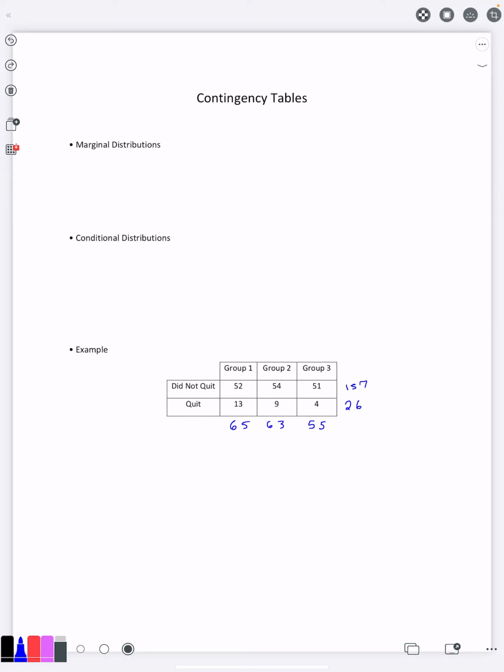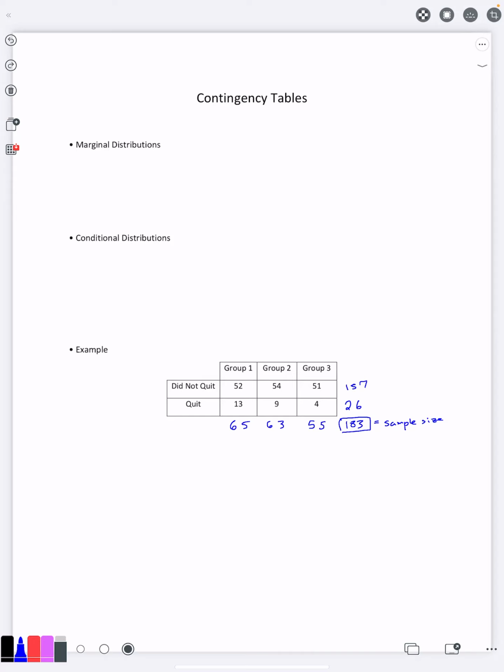Now, let's see what happens if I add down. So if I did 157 plus 26, I get 183. And if I were to add across the side, 65 plus 63 plus 55, I also get 183. And you better get the same answer, 183, whether you add down or add left to right, because this is the total sample size. And it should be the same no matter which way you are comparing it.